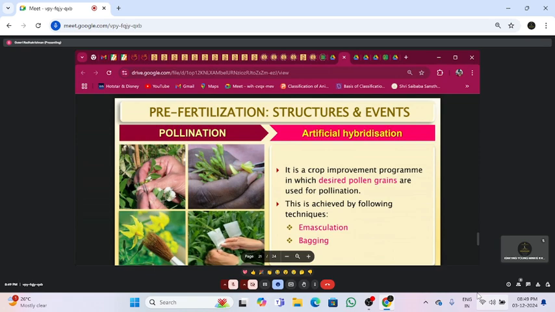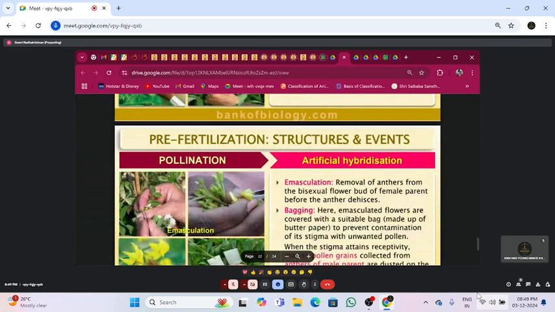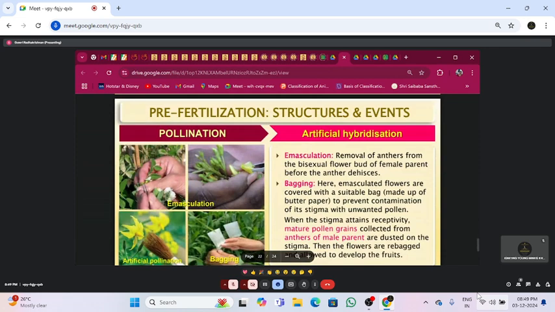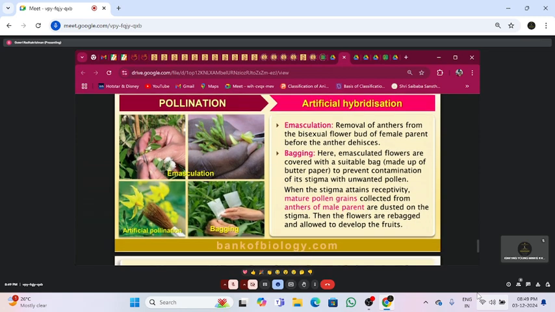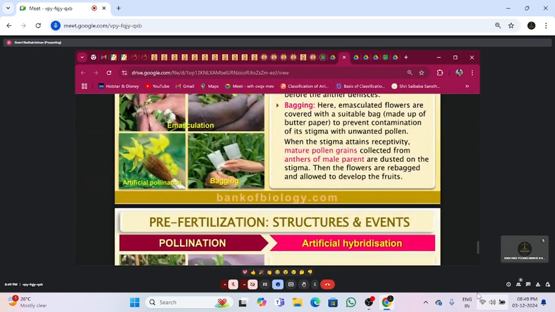Another one is bagging. Emasculated flowers are covered with a suitable bag to prevent contamination, to prevent them from pollinating again or anything. I mean, they will not have any choice. They have to fertilize. And then the mature pollen grains or anthers are dusted on the stigma for fertilization.